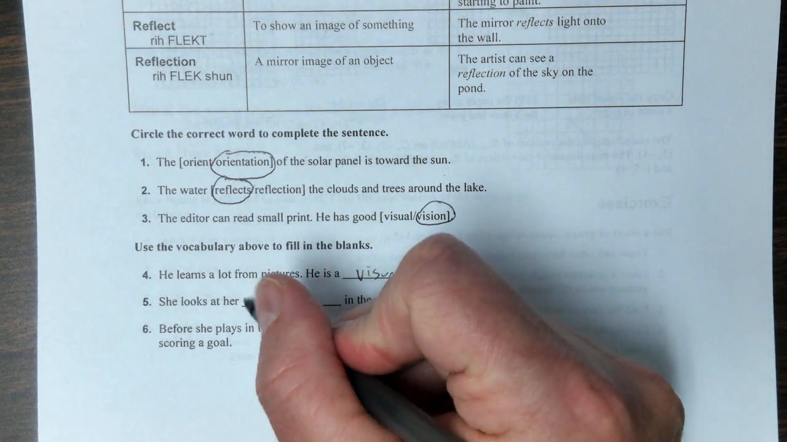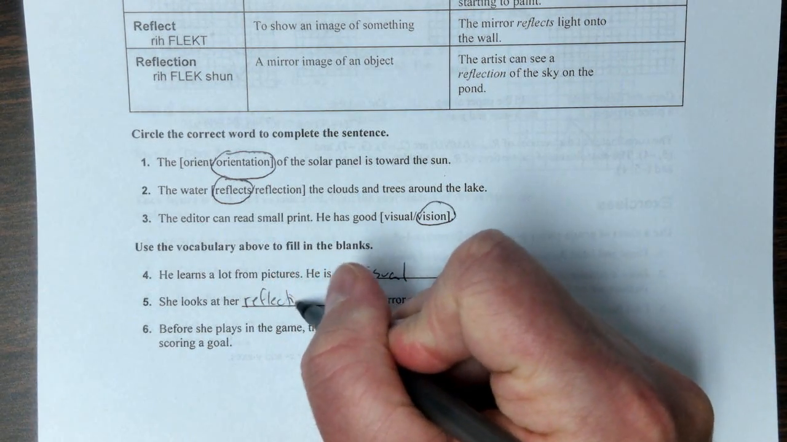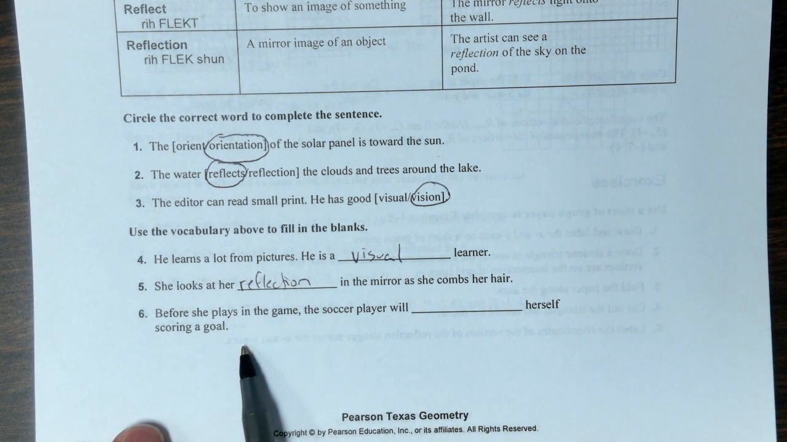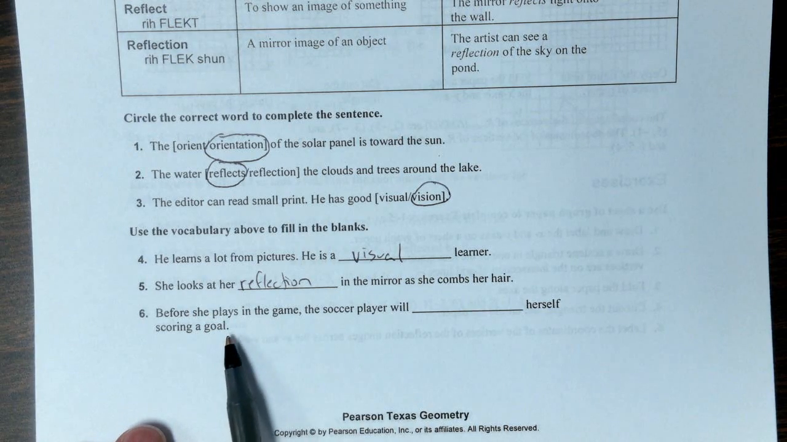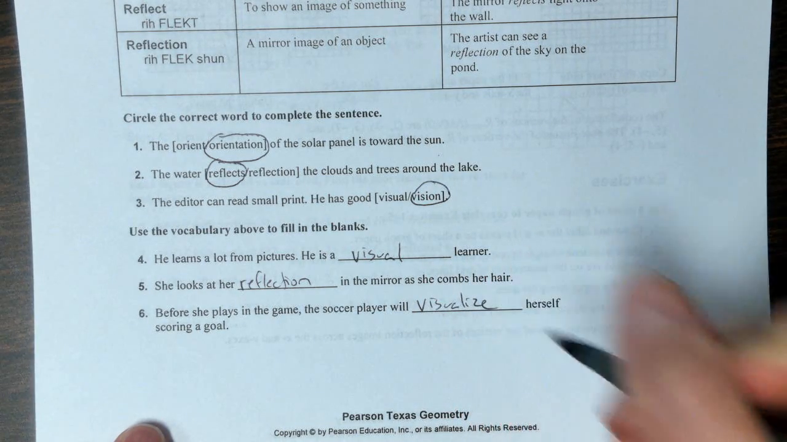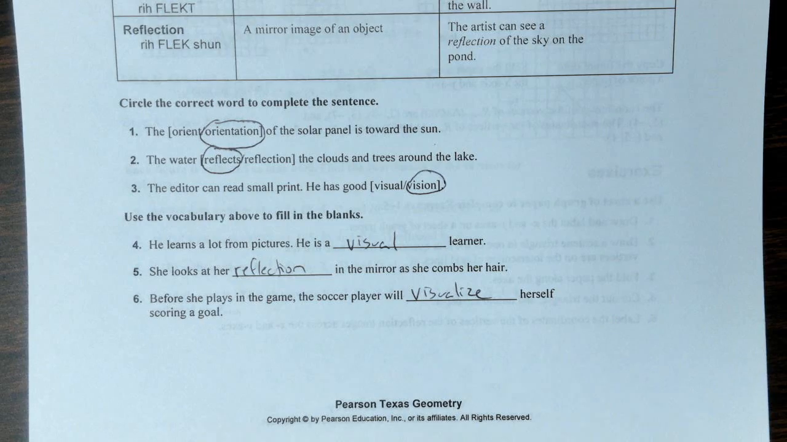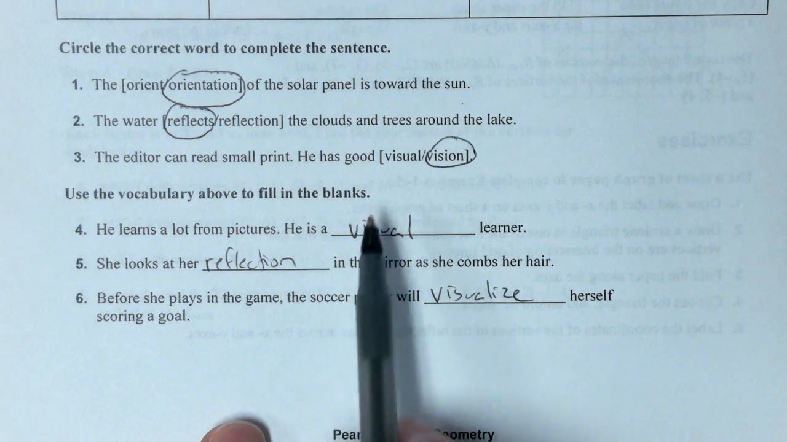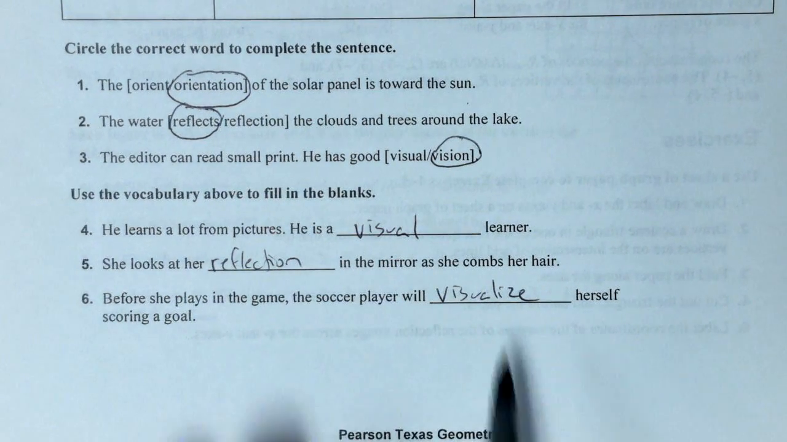She looks at her reflection in the mirror as she combs her hair. I would never say something stereotypical. Before she plays in a game, the soccer player will visualize herself scoring a goal. So, like, imagine having success and then you actually do it. Okay, so those are just basic vocabulary terms. This one was visual, reflection, and visualize.